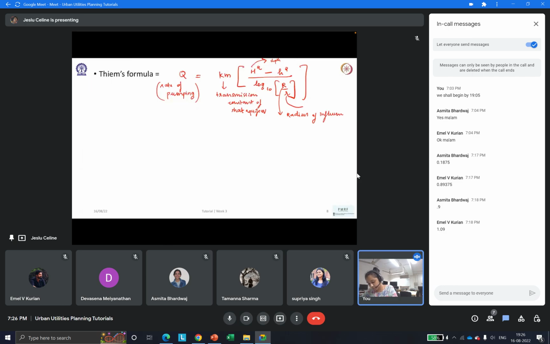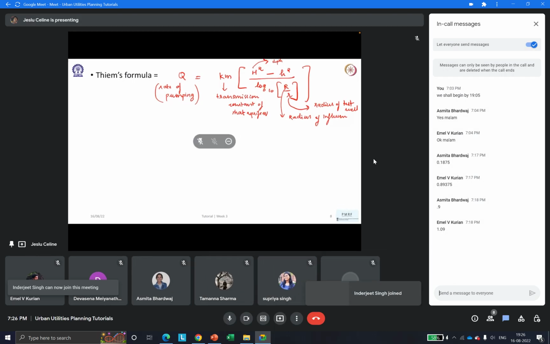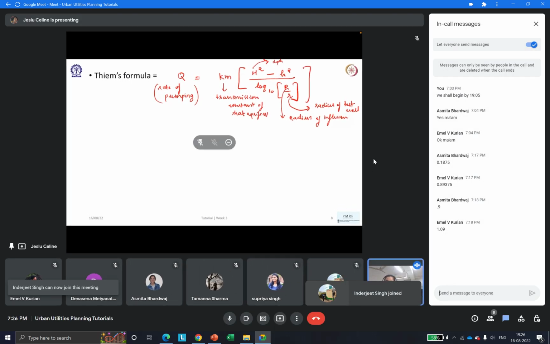And this R, the small r, is the radius of the test well. As I said, you've got certain test wells also. So this will be the formula which we will be using for all the three coming questions. So let's start off with the formula.